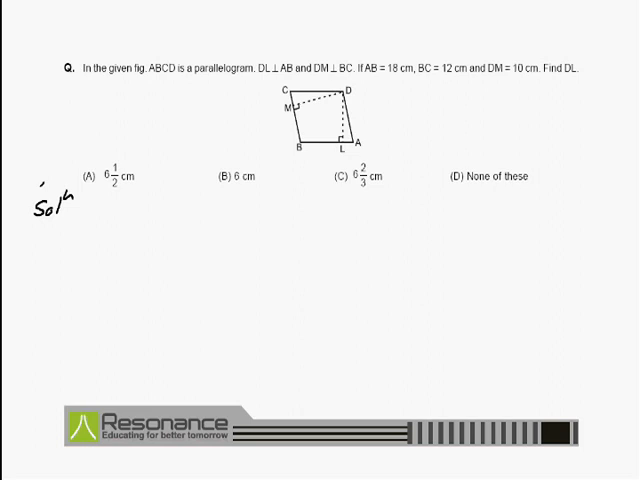And we know that the area of a parallelogram is base times corresponding height. So if we take the base as AB, then the corresponding height is DL. Now when we take the base as BC, then the corresponding height is DM.